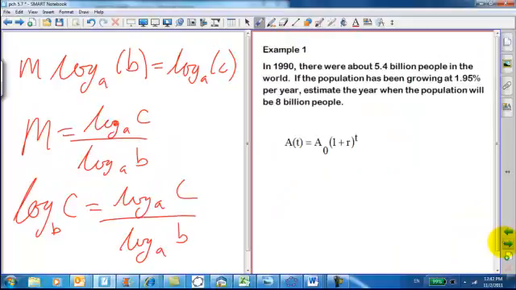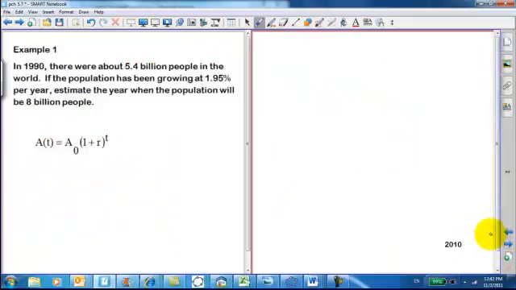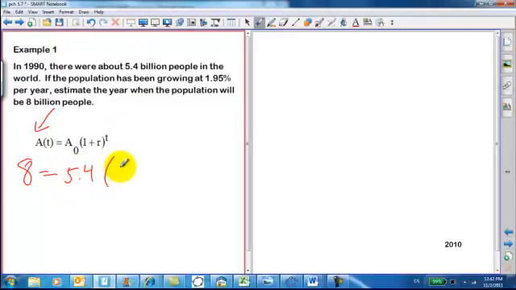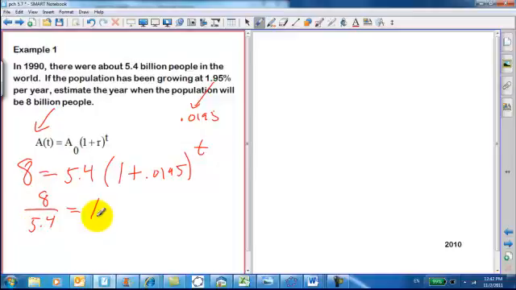Now let's apply this to the problem. In 1990, there were about 5.4 billion people in the world. If the population has grown at 1.95% per year, estimate the year when the population will be 8 billion people. So we put our 8 billion in for the new population, our initial population, 5.4 billion, times 1 plus the rate, which is 1.95%, which you have to change to a decimal, 0.0195, raised to the t. So we're going to divide both sides by 5.4. And this is 1.0195 raised to the t.